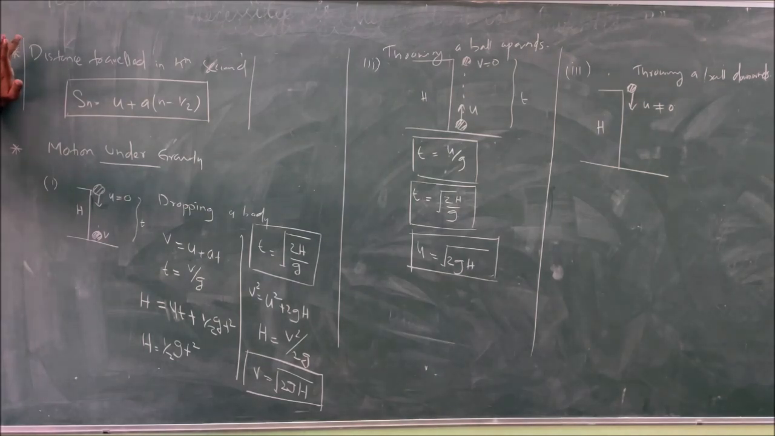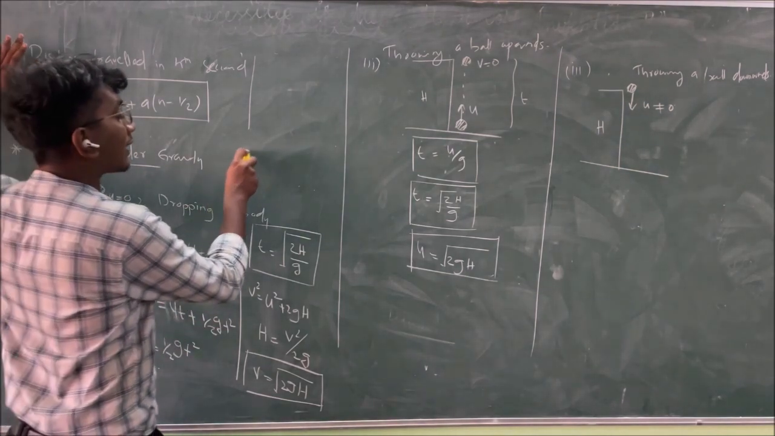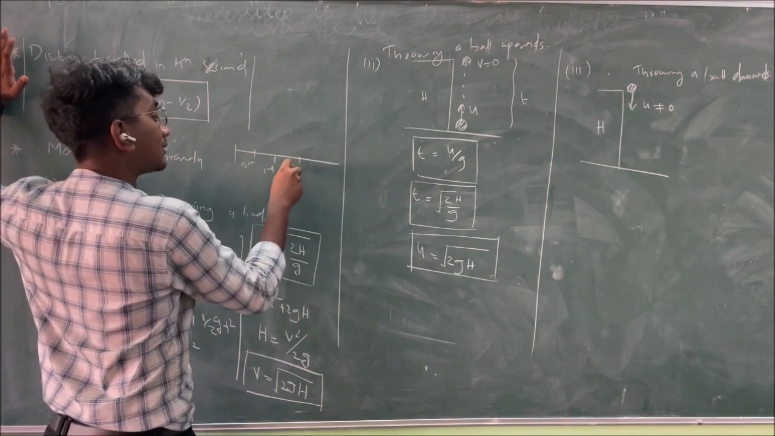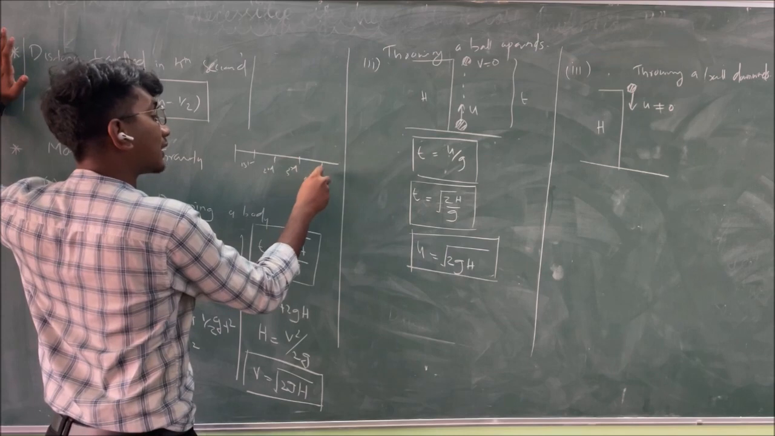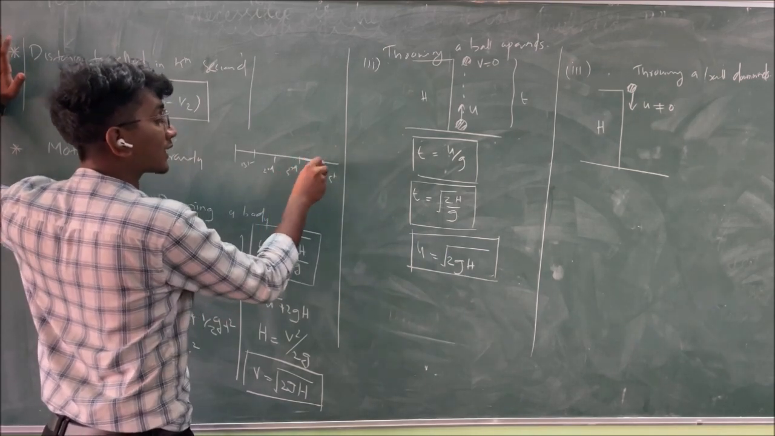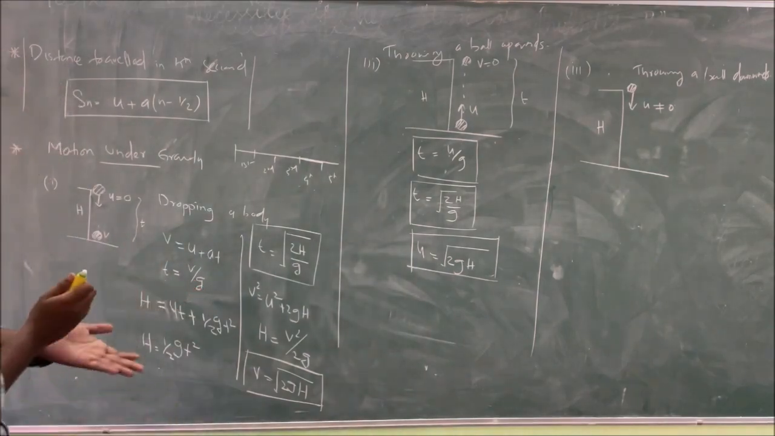That also you must have studied already. What is the meaning of distance traveled in nth second? So this is the first second, this is the second second, this is the third second, this is the fourth second, fifth second. So what is the distance traveled in this fourth second? That is this much. So that thing we have to discuss.